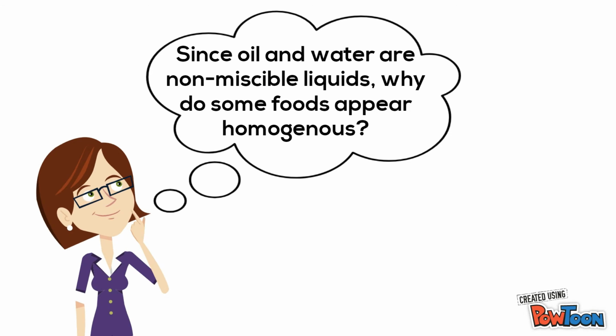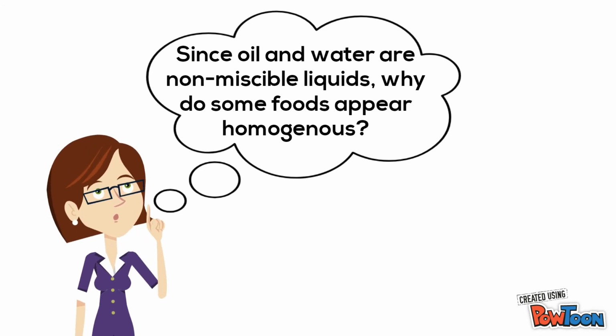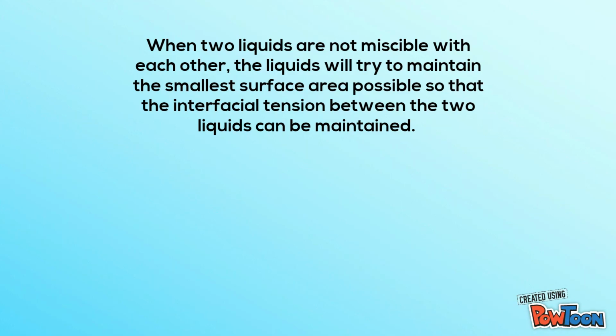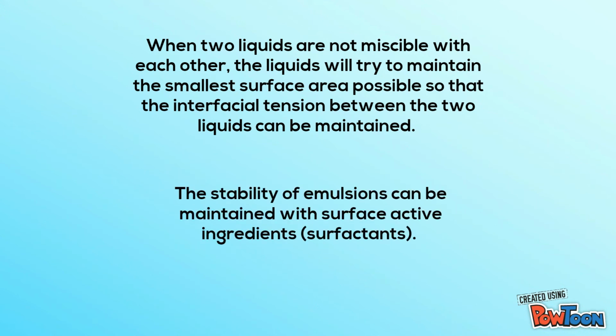Since oil and water are immiscible liquids, why do some fluids appear homogeneous? When two immiscible liquids are in contact with each other, they try to minimize the interfacial tension. Surfactants can maintain the stability.